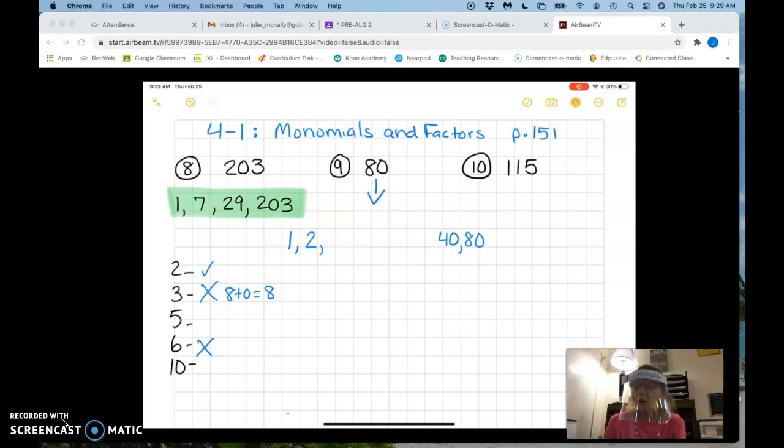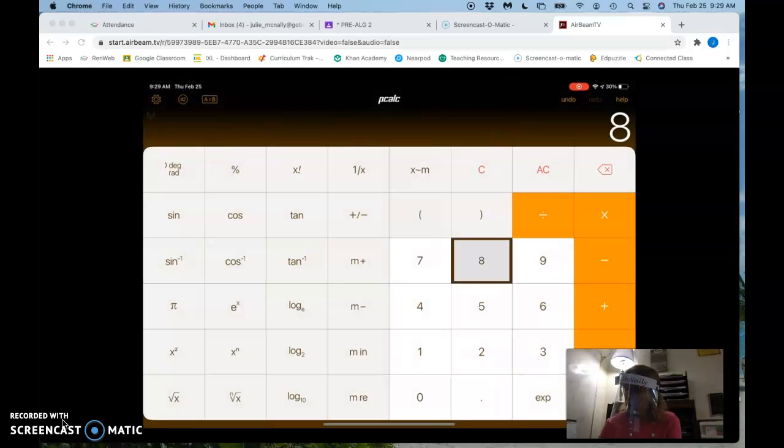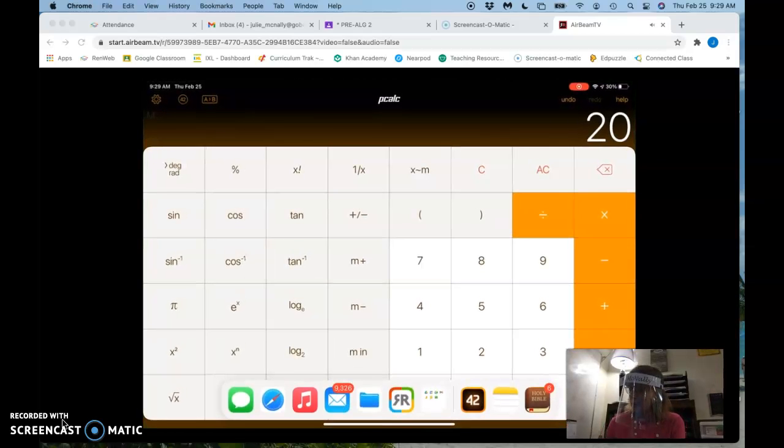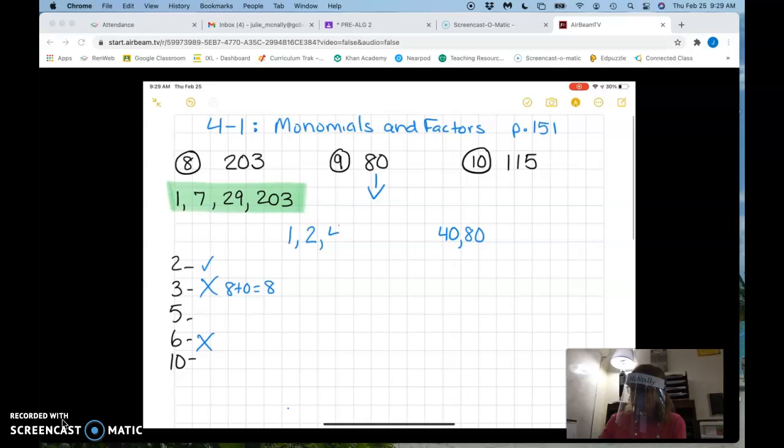Is it divisible by 5? Yeah. It is, but I'm going to try 4 first, because remember I have to write my factors in order. Yes, it does work by 4. So 4 and 20 are going to be my next two. And is it divisible by 5? Yep. How many times does 5 go into 80? 5, 10, 16. Let's see. Is it divisible by 10?